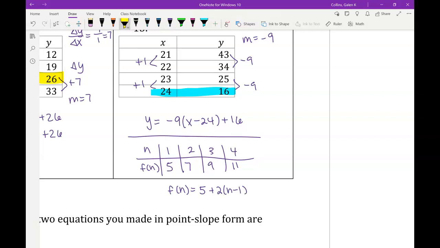And I tried to hint at this a little bit in Unit 1, but we did this frequently in our tables. And so really what we were learning back then was point slope form. We just didn't have the specific language for it yet.